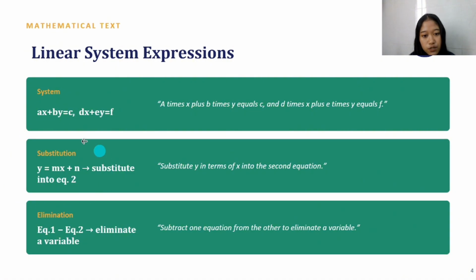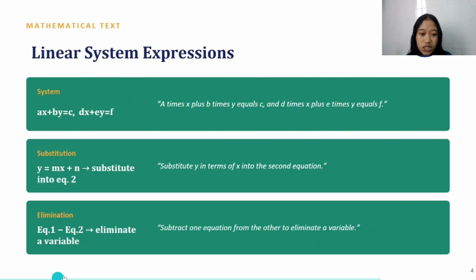And then the second expression shows the substitution method, and we read it as y equals m times x plus n, then substitute into equation 2. This means that we first express y in terms of x. After that, we replace y in the second equation with the expression m times x plus n. As a result, the second equation contains only one variable, making it easier to solve.